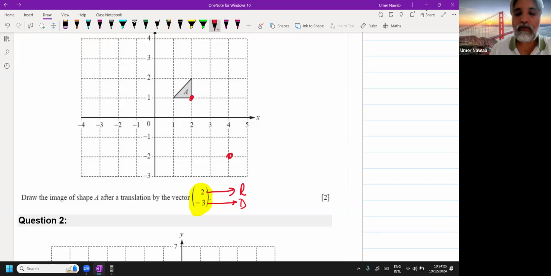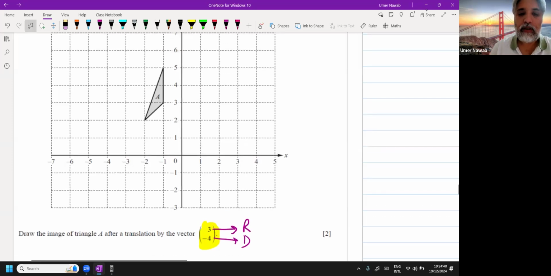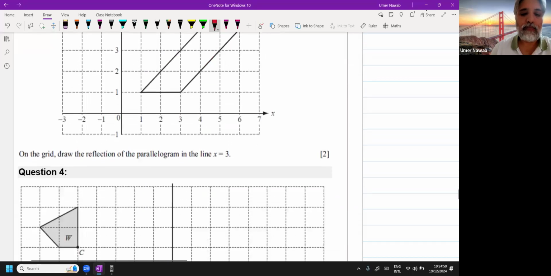Because every point will move in the same way. So this is the translated figure. Very easily you do that. Next, he gave you the column vector. It tells you that I have to go 3 right and 4 down. So I pick this one, 3 right and 4 down. So this point has moved here. With the help of this point, I can complete the figure. So this is my new image.